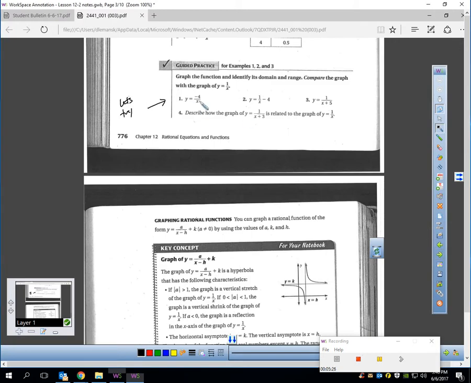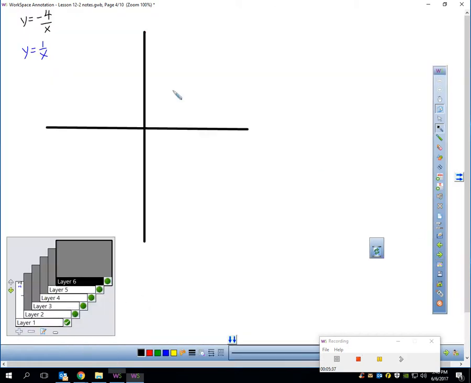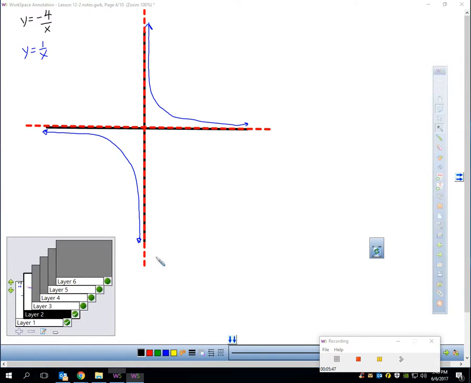Okay? I think the next thing to do is just actually do a few sketches. Let's try this one, and here are the directions. We're going to sketch this function and identify its domain and range, and we're going to compare it to the parent function. So here's the function, here's the parent function. First of all, here's my parent function. It has an asymptote at x equals 0, and it has an asymptote at y equals 0.